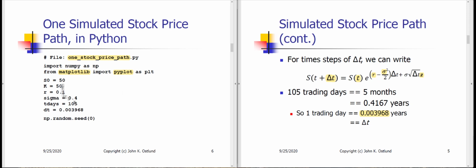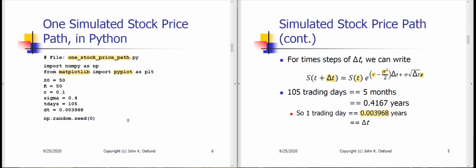Here we have the parameters of our contract. Well, the current stock price is not really a parameter of the contract, it's just an observation. So we're going to use the same setup that we've used for our previous calls and put. We're going to assume that the current stock price is 50, that the strike price is also 50, that we've got a 10% annual interest rate, the volatility is 0.4, and as we've seen, we are going to have 105 trading days, and each one of those trading days is this value that we computed.